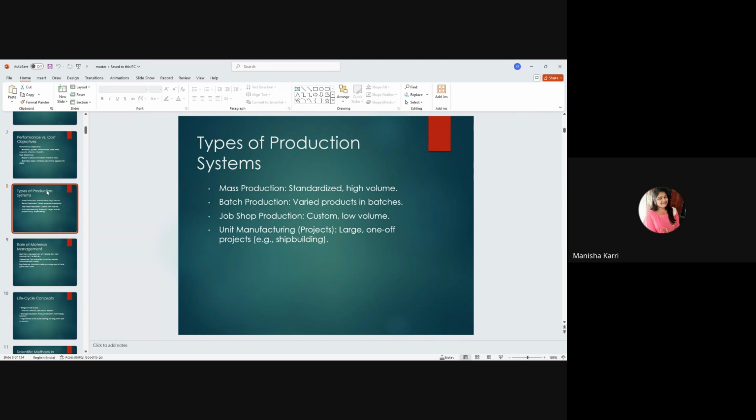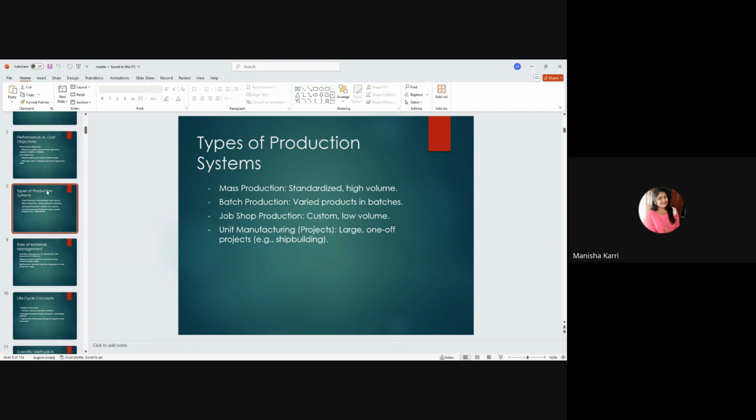For example, custom furniture makers. Here, they craft furniture pieces tailored according to different customer needs. And like some specialized machine parts, a company that makes unique machine components for specific clients. So a customized product will come from job shop production.